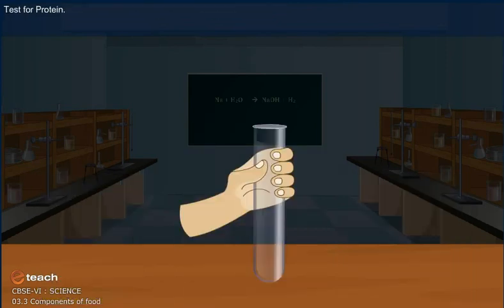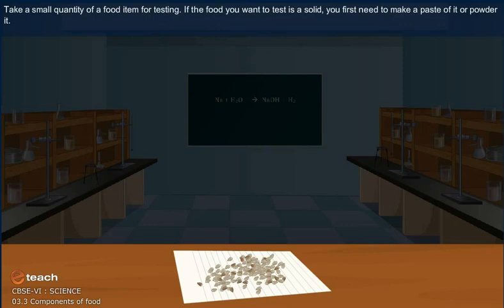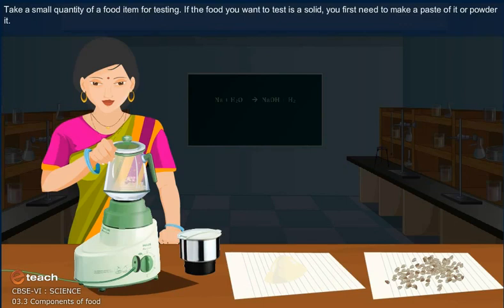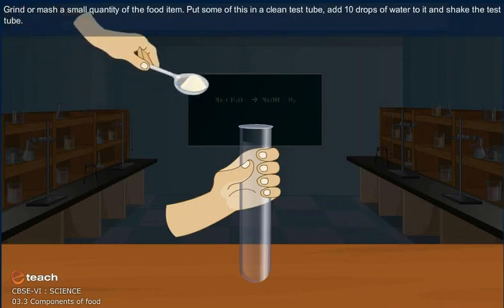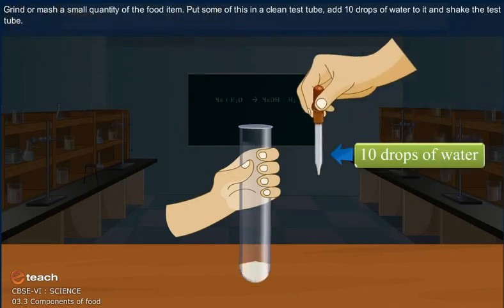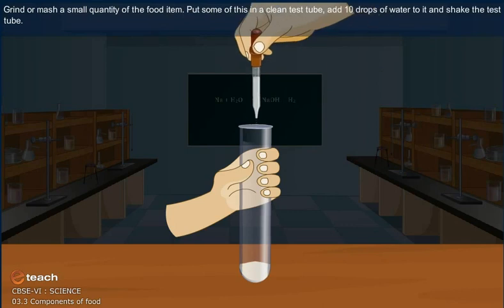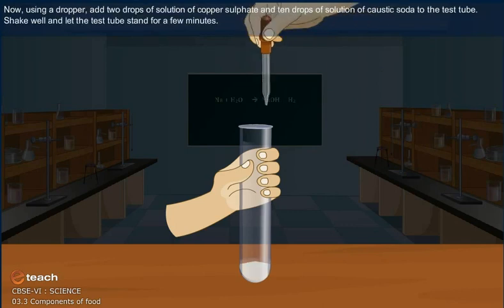Test for protein. Take a small quantity of food item for testing. If the food you want to test is solid, you first need to make a paste of it or powder it. Grind or mash a small quantity of the food item. Put some of this in a clean test tube. Add 10 drops of water to it and shake the test tube.